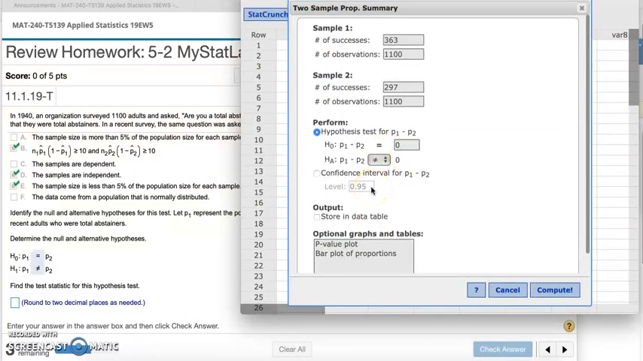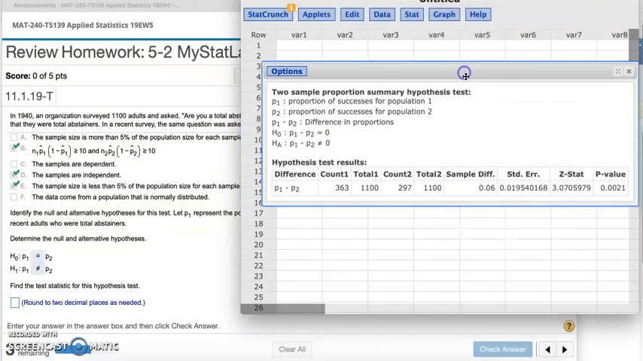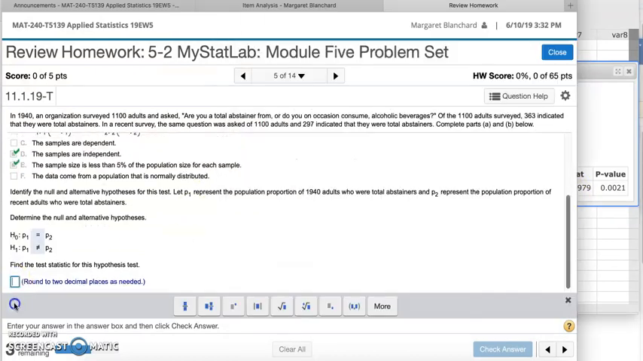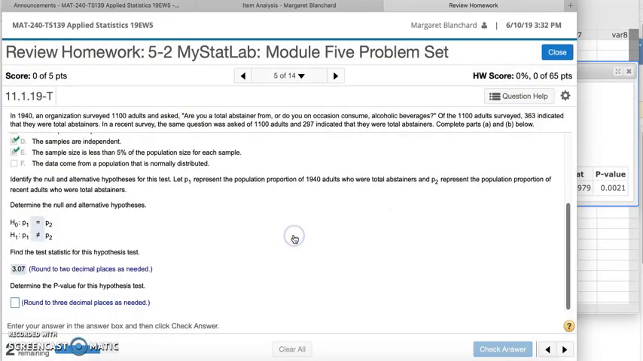Let's go back down here. We remember that P1 equal to P2 is the same thing as saying P1 minus P2 is equal to 0, just by subtracting P2 from both sides. So this is already set up the way we need it. And again, our alternative is that they are not equal to one another. Those are the three options. Okay, click compute. That gives us our test statistic. You see here the Z-stat, that is our test statistic in this case, Z naught. We need to round to 2 decimal places. That gives us 3.07. Check answer. Well done.